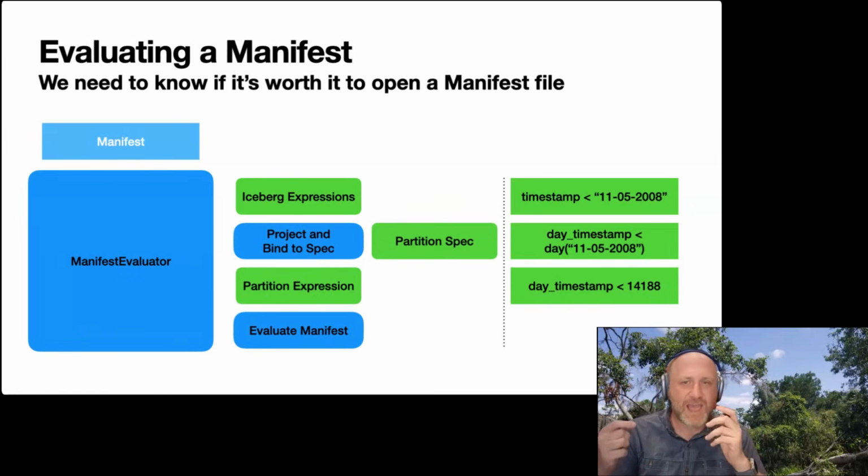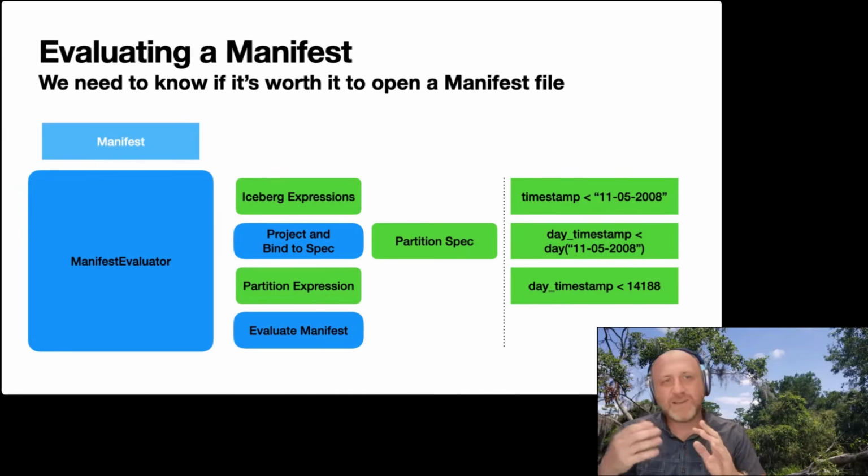So I have to take that Iceberg expression and project it and bind it to the specific partition spec that was used for a manifest. And that basically converts my expression from timestamp less than some particular timestamp to the day timestamp field of that partition summary has to be less than the day version of that timestamp, which ends up being an expression that looks like day timestamp is less than days from epoch version of that particular timestamp. So once I have that expression now in terms of the partition summary, I can actually go through all of these partition summaries and check whether or not this expression is true or not.